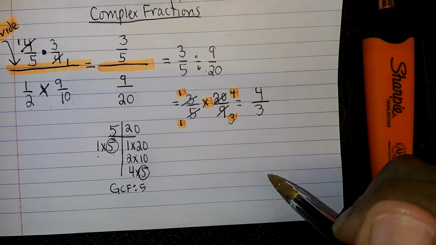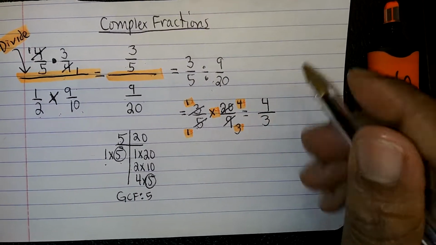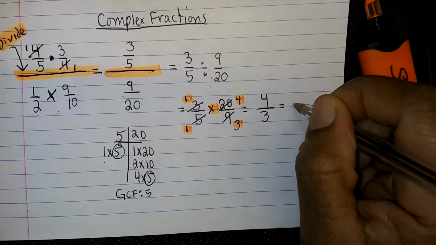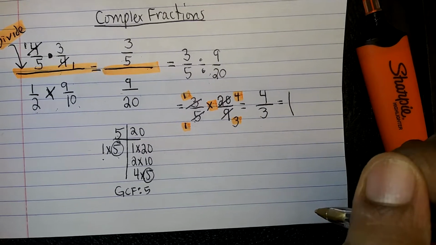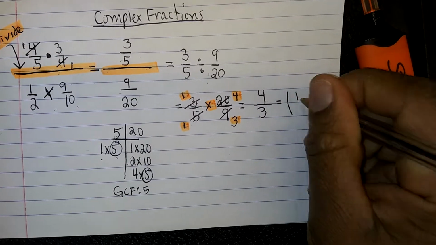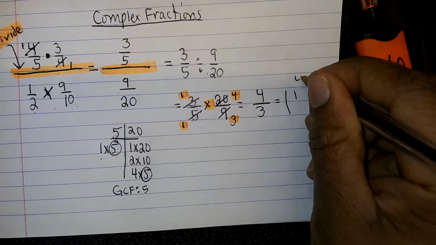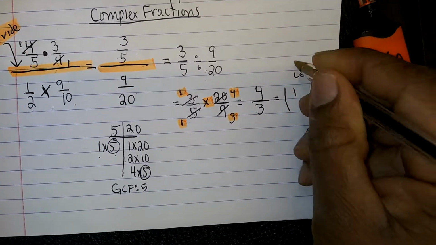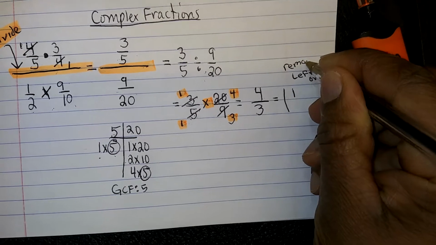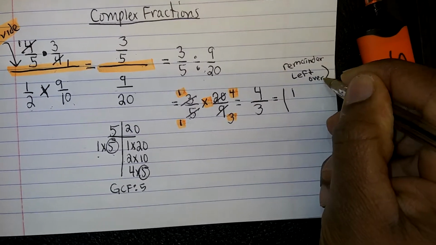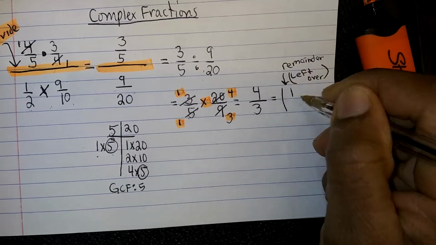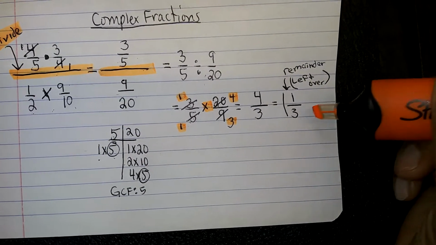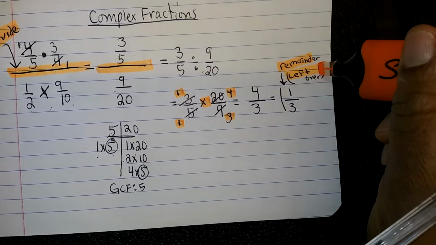4/3 is a fraction greater than 1 whole, so I need to go ahead and convert that to a mixed number by doing division. 3 goes into 4, 1 whole time, which equals 1 group of 3. There's 1 left over. Please remember this is your leftover, or remainder. Remainder always goes in the numerator on top, divided by the divisor. So the final answer is 1 1/3.